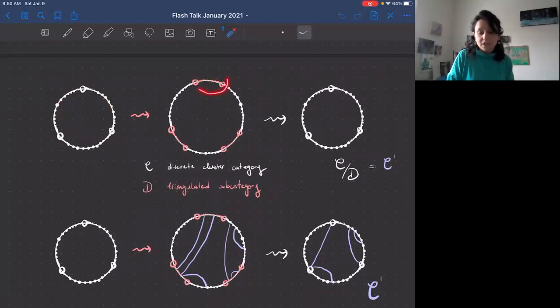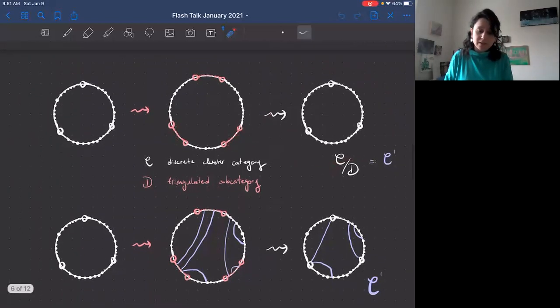So we do it for each accumulation point. Here we consider a specific triangulated subcategory. If I take this surface again, I can create a discrete cluster category, and I choose a specific triangulated subcategory. When I take the quotient, that means I collapse these intervals I added, and I get back to this surface.